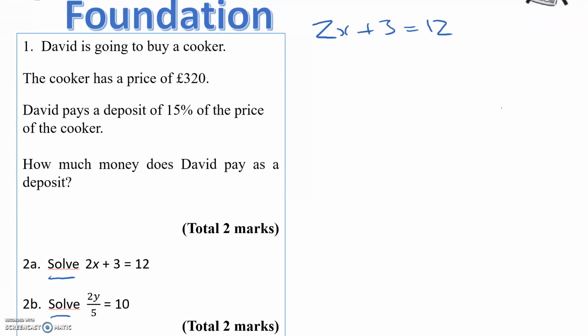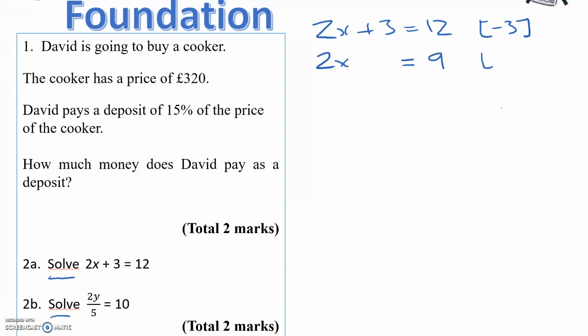And looking at the left hand side, because we've got 2x plus 3, our first step is going to be to subtract that 3. If we do that from the left hand side, we'll just get left with the 2x, because the plus 3 and subtract 3 will just give us 0. So we've got 2x. Then on the right hand side, we need to subtract 3 as well. Will give us 9. So I've now got an equation that says 2x equals 9.